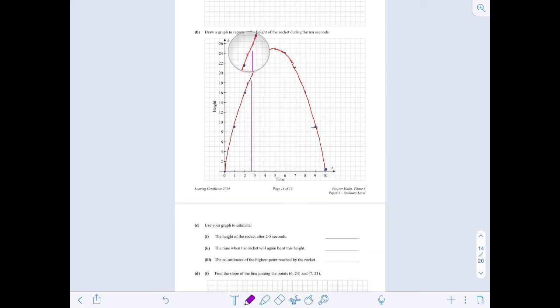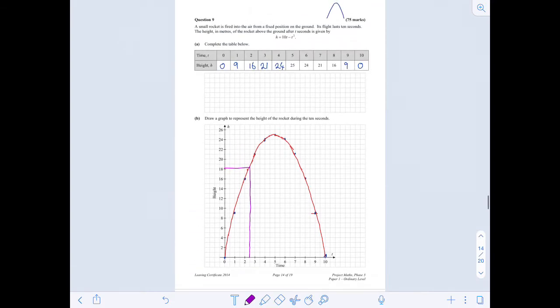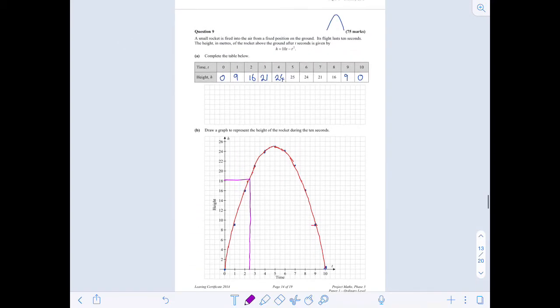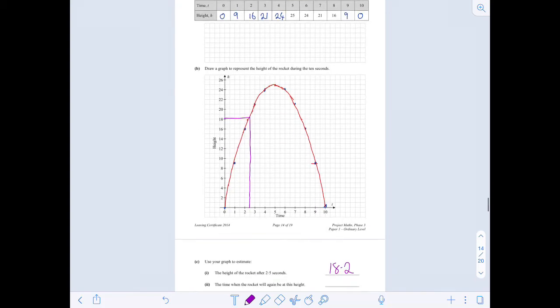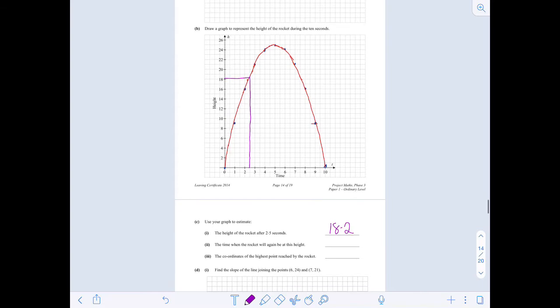I don't know why it's doing that. Okay, anyway, vertical line up from 2.5. And then we want to find the height, so we have to go horizontally across. So maybe 18.2 or something. So 18.2. And that's going to be in meters. Is it, or kilometers? It's a rocket, so we never quite know. In meters. Okay, so 18.2 meters. Not very high really, but anyway.